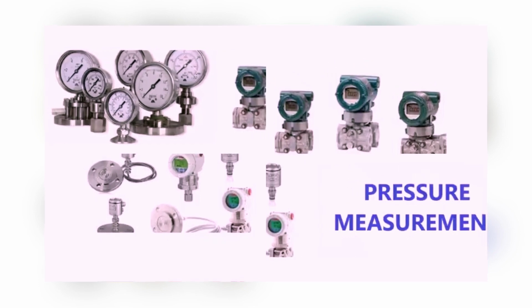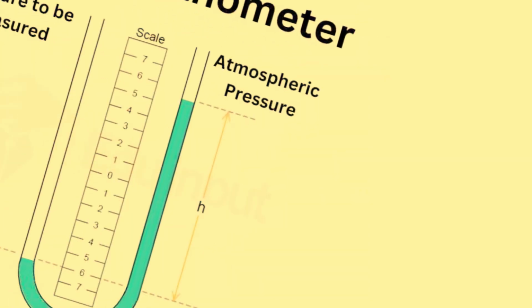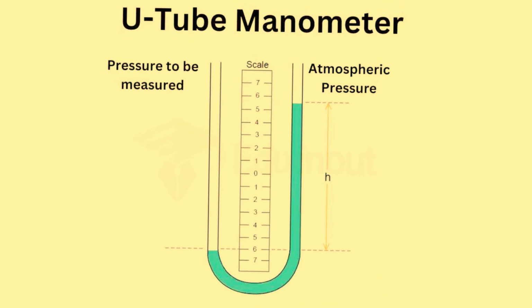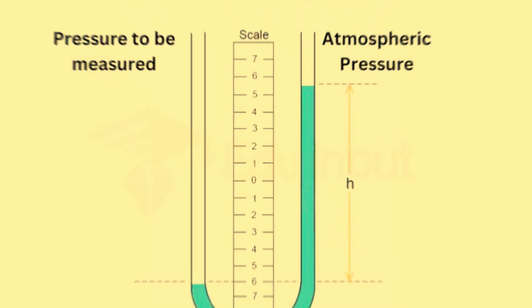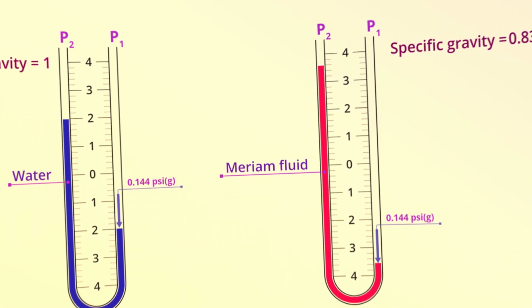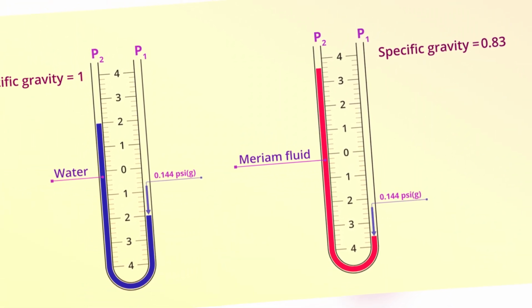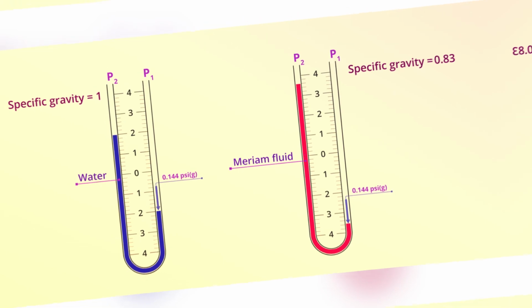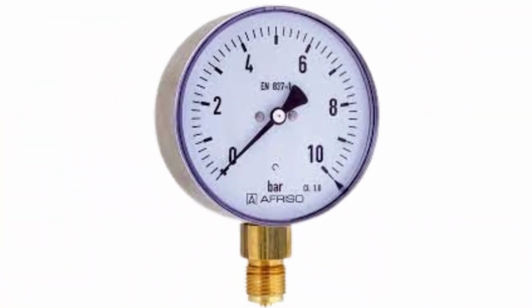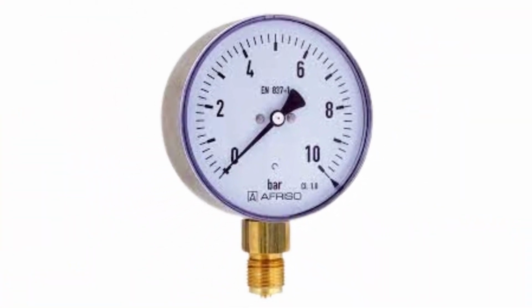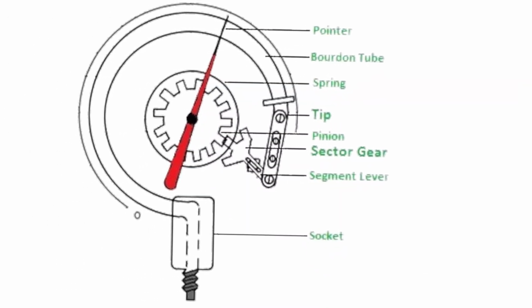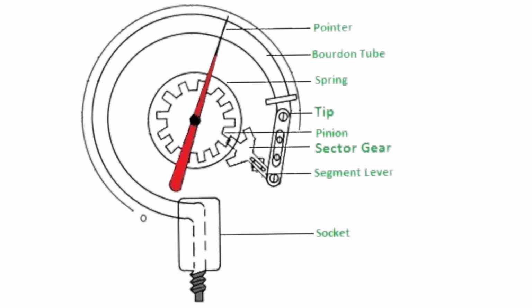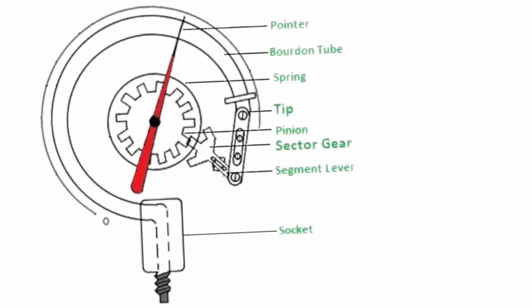Some common pressure measurement devices include: 1. Manometers. These devices measure pressure by balancing the weight of a fluid column between the measurement point and a reference point. They can be simple, like a U-tube manometer, or more complex, such as a mercury barometer. 2. Bourdon tube gauges. These are mechanical devices consisting of a curved tube that straightens under pressure. As the tube straightens, it moves a pointer across a dial to indicate the pressure.